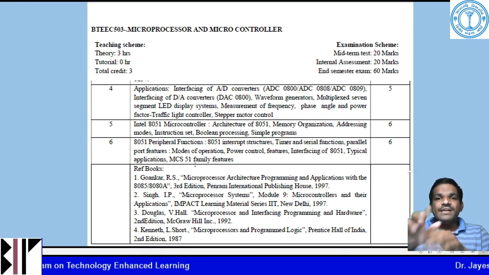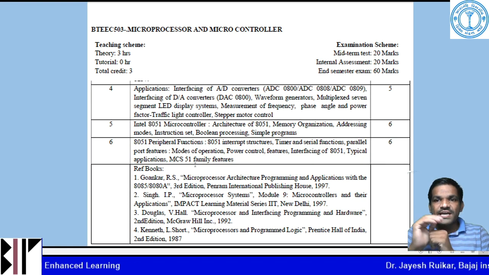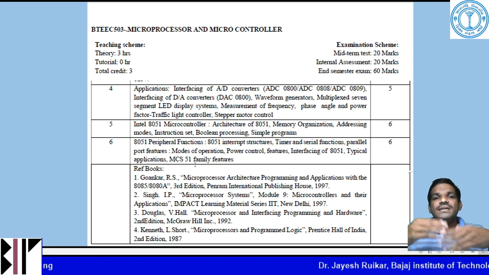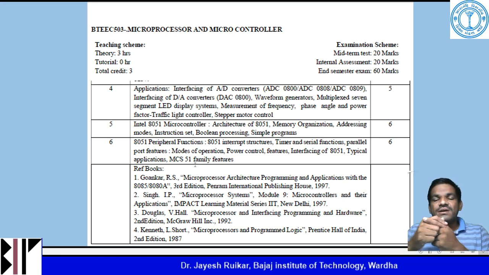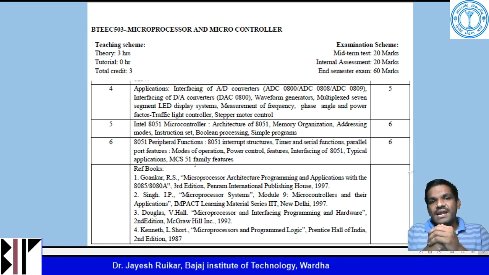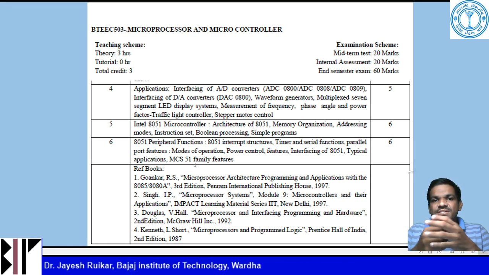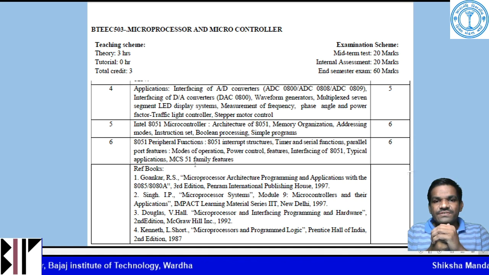Now the fourth unit of this course is on applications, where we are going to learn about interfacing your microprocessor with analog to digital converter and digital to analog converter. Then we are going to see a traffic light controller, then control of stepper motor and DC motor. This much we will learn in microprocessor 8085.